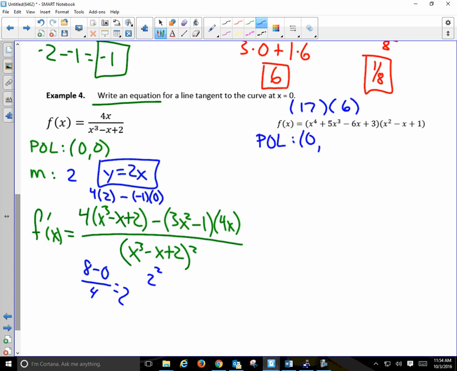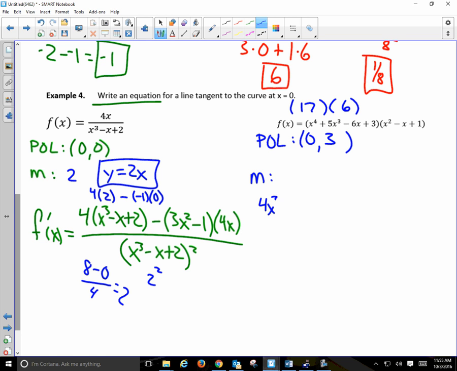Our point on our line is going to be 0. How do I find my y value? Plug it in. You're going to get 0 plus 3 is 3. 0 plus 1 is 1. Multiply, you get 3. Other things people do, they'll take the 3 and add the 1. It's times. Okay, so I got 0, 3. So now I got to find the slope. How do you find slope? When in doubt, take the derivative.